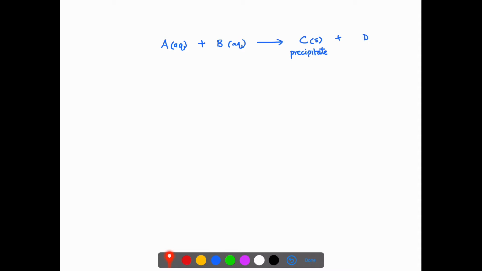Remember, you can't do that in a single experiment. If you want to figure out the concentration of A, you need to perform one experiment. If you want to figure out the concentration of B, you need to perform another experiment. So let's see the concept.